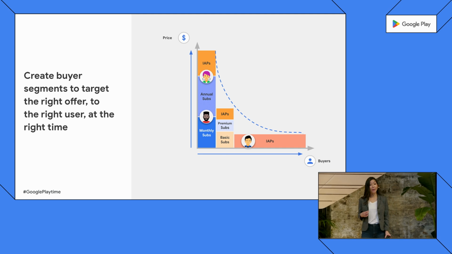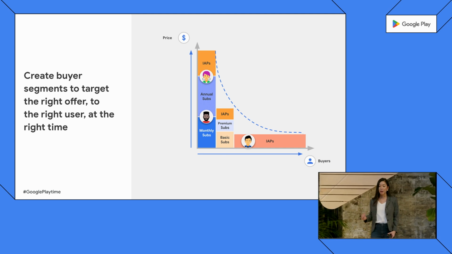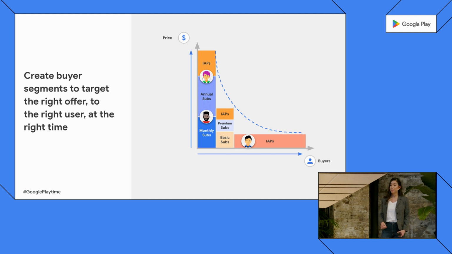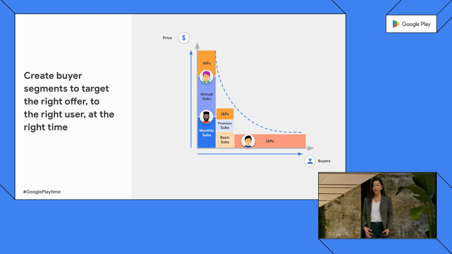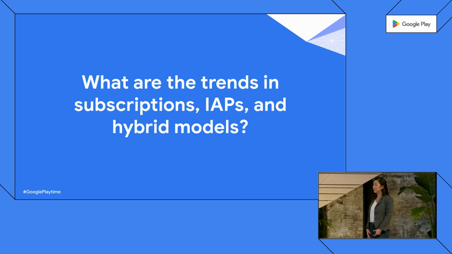And once we have all revenue models enabled, how can you create buyer segments that look at common buyer use cases and consider their willingness to pay, to target the right offer to the right user at the right time? So before we dive into buyer segmentation strategy, let's look at some trends in subscriptions, IAPs, and hybrid revenue models.